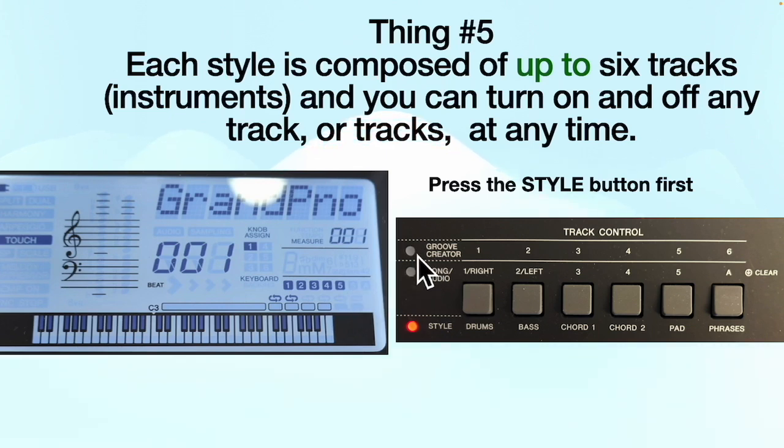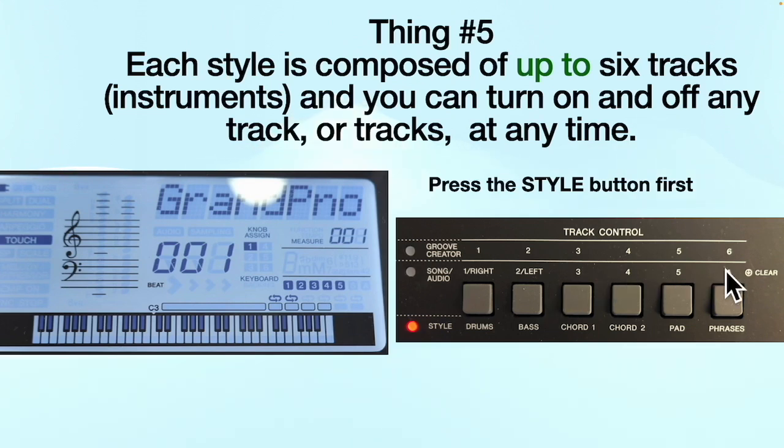If you press the groove creator, this light would turn on, and that's a whole different topic. So when you press style, now these buttons are controlling the instruments in your style. Track number 1 will always be drums, and track number 2 will always be some kind of a bass or an electric bass guitar. That's a given. Tracks 3, 4, 5, and 6, who knows what they could be?